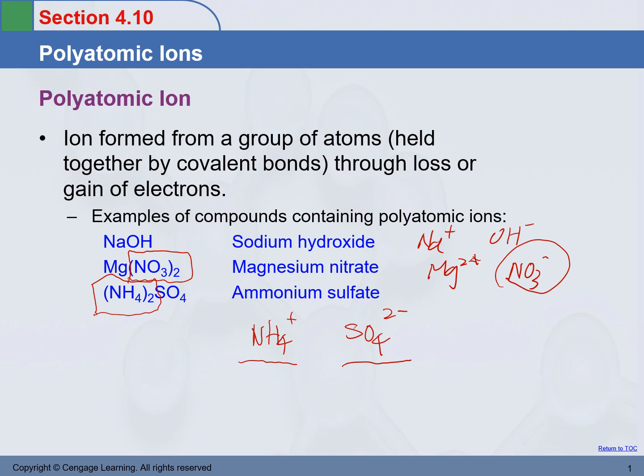One more time, if you have more than one of the same kind of polyatomic ion in the compound, you put the ion in parentheses and use subscripts to indicate the number. If there's only one of such polyatomic ion, you do not put it in parentheses.